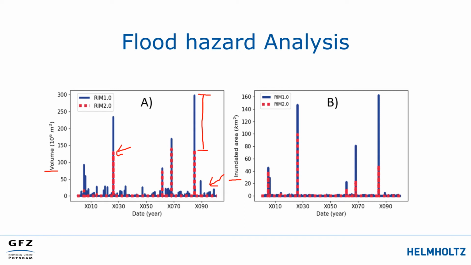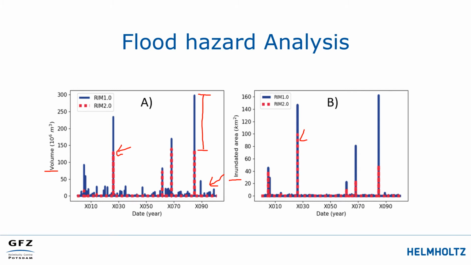And taking into consideration that the dike system in the Rhine is designed for a 200-year return period, simulation of volume and inundation area by RIM2 seems more realistic, and that's because of the reduction in the inundation area and volume in RIM2 when inundation happens at the upstream, and this interaction does not exist in RIM1.